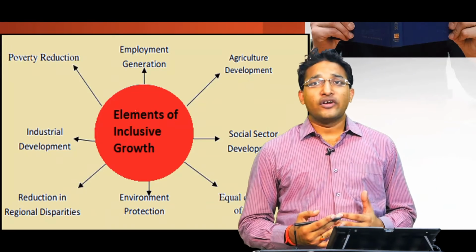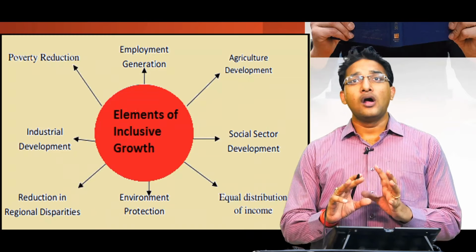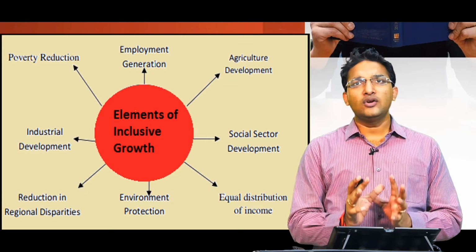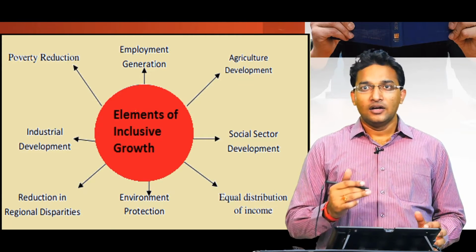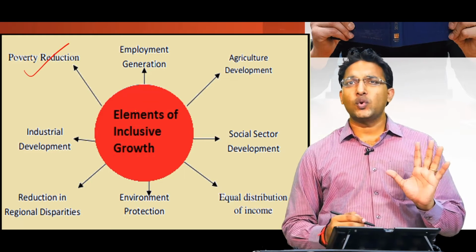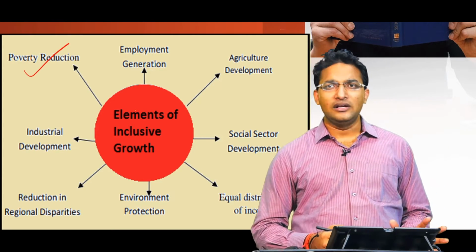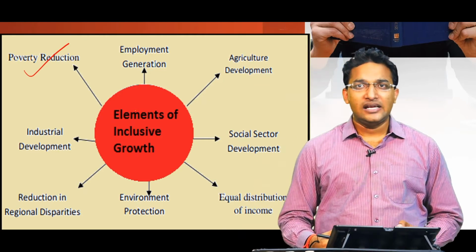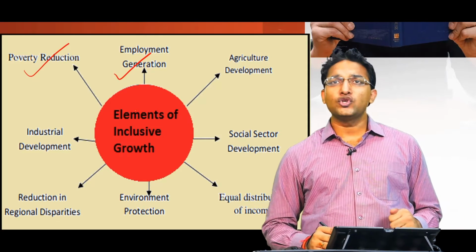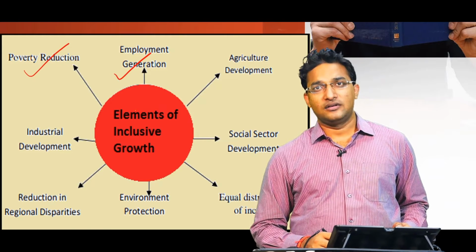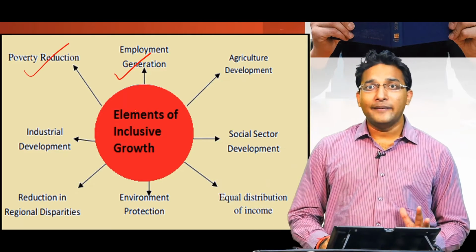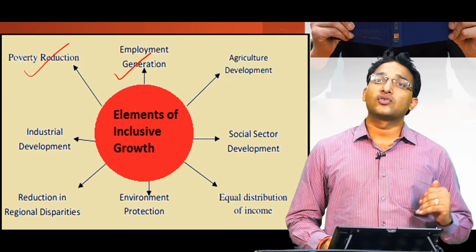Now, what are the elements of inclusive growth? Elements or the indicators or the areas in which inclusive growth will be reflected, right? So inclusive growth is happening when poverty is reducing. Right now we have almost 22% poverty as per the Tendulkar committee. So when this poverty is reduced, we can say inclusive growth is happening. Employment generation: we have almost 6.1% unemployment as per the NSSO data. When unemployment is less, then inclusive growth is happening.